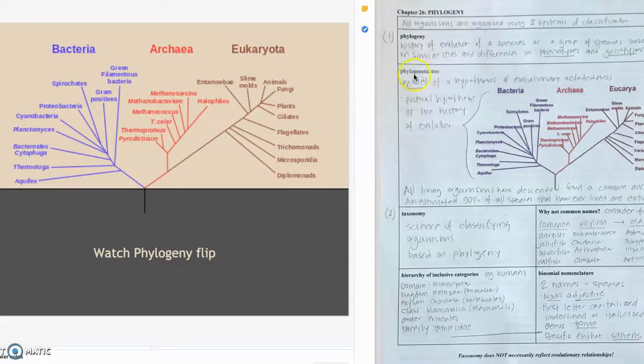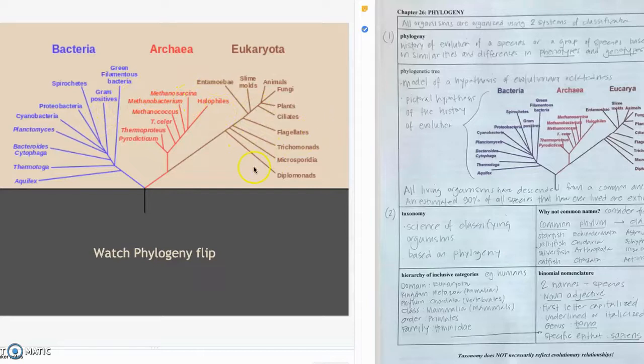We call that model, that diagram, a phylogenetic tree, and it's just a diagram of the hypothesis of evolutionary relatedness. You can think of it as a pictorial hypothesis. So it's a picture of the history of evolution. And this phylogenetic tree, we've been looking at it all year long, shows all organisms in all three domains. So there are three big categories of living organisms. You can see it here.